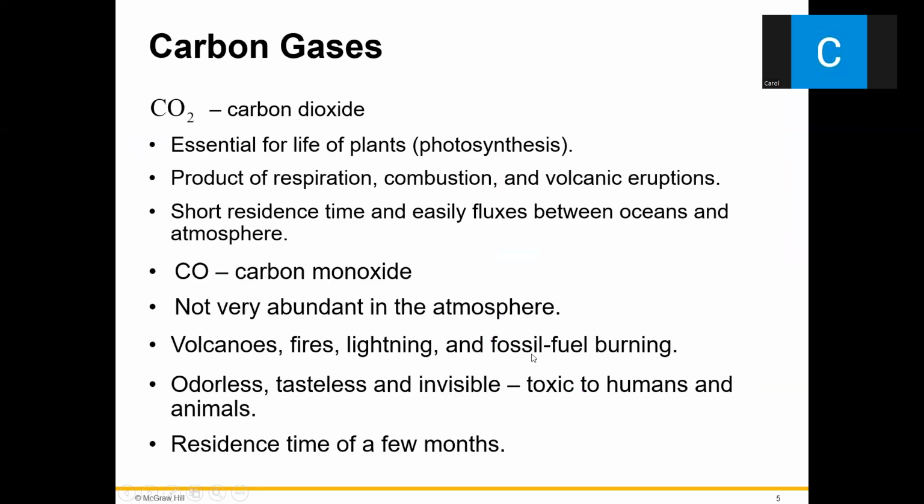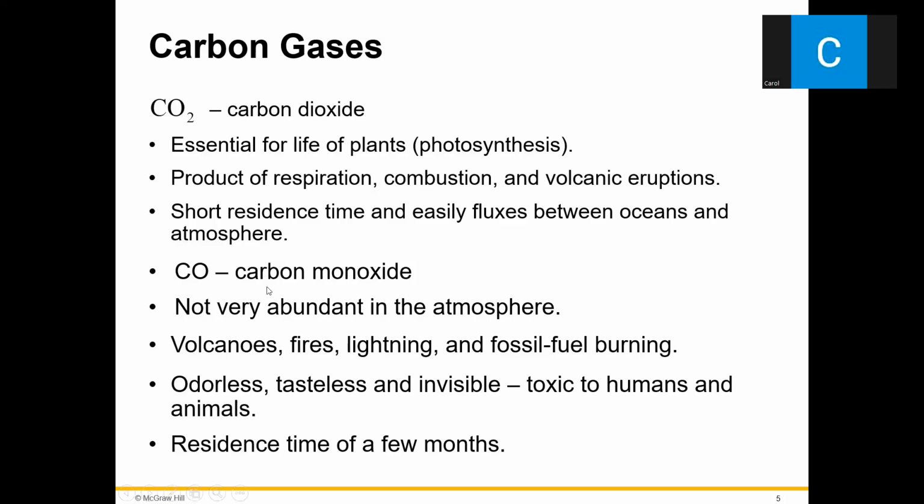Then our next type is carbon gases. We have carbon dioxide and carbon monoxide. Carbon dioxide is essential for the life of plants. It's what they use to photosynthesize. We breathe in oxygen, we breathe out CO2. It also comes from combustion and volcanic eruptions. It has a very short residence time, and easily fluxes between oceans and atmosphere, as we saw in that picture of the carbon cycle.